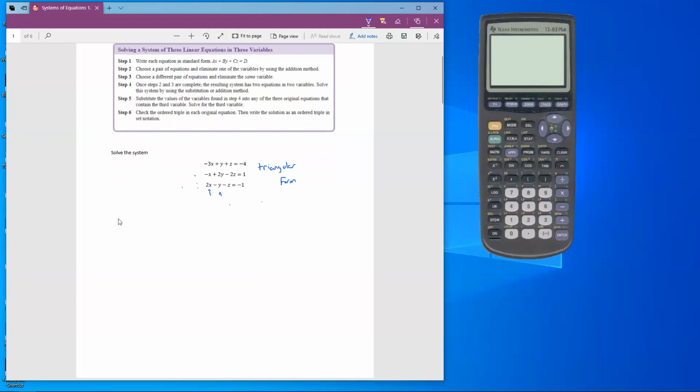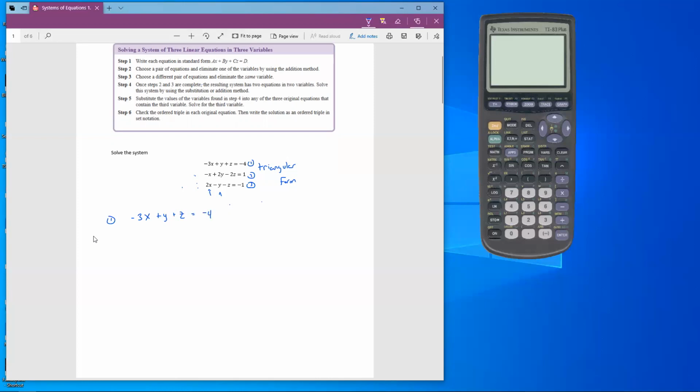I'm just going to go ahead and rewrite equation 1. We're going to go ahead and name these. We'll call this equation 1, we'll call this equation 2, we'll call this equation 3. So equation 1 we'll have written as negative 3x plus y plus z is equal to negative 4.